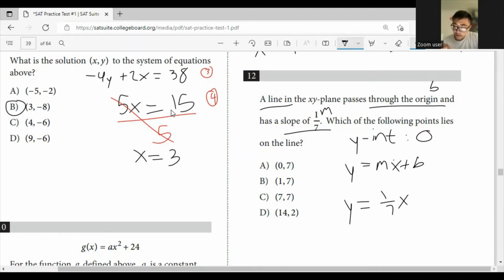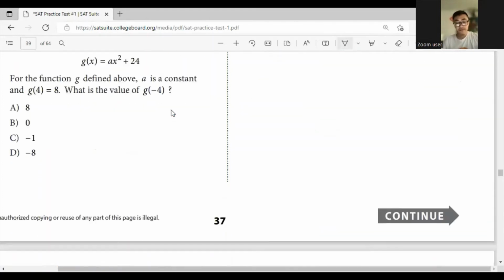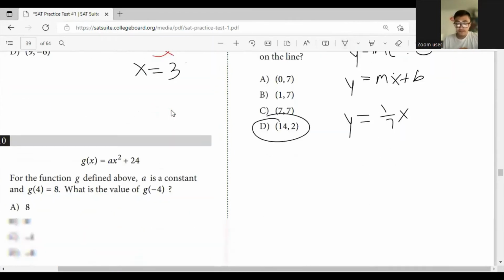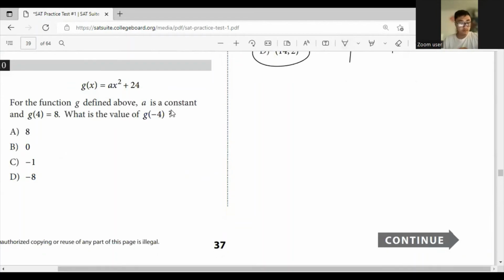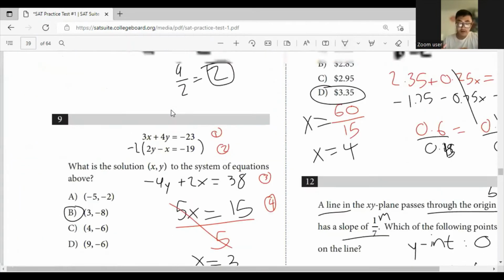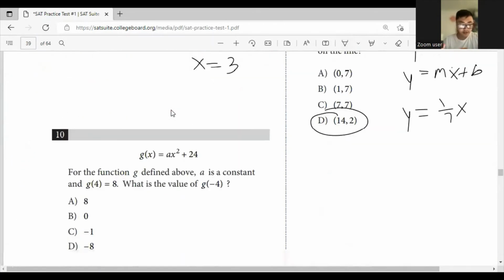Now we just plug in these values. So 0 will not get you 7. 1 will not get you 7. 7 will not get you 7. So it has to be D. Let's check it. 14 will get you 14/7, which is 2. Yep, that would check out. And that's how you would do number 12. Oh, did I skip one? Oh, I did skip one. Okay, number 10.